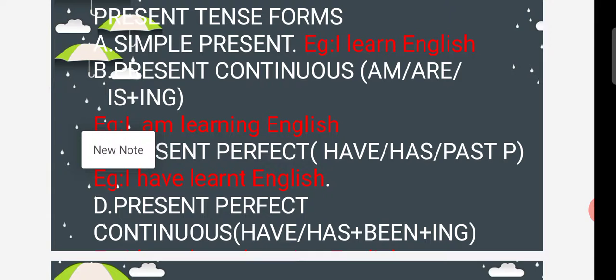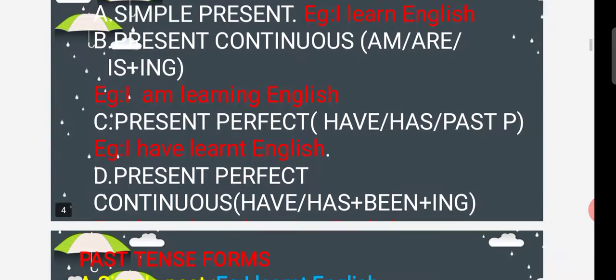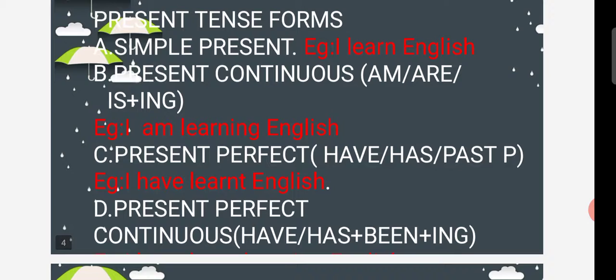Now present perfect continuous, we mostly do not use it. So can you think of an example? Using the same sentence, can you change it to present perfect continuous? In present perfect continuous, have or has plus been plus ing should come. So for example, if I change this sentence, I have been learning English. They have been learning English. We have been learning English. If it is he, she, it, he has been learning English. She has been learning English. It has been learning English.